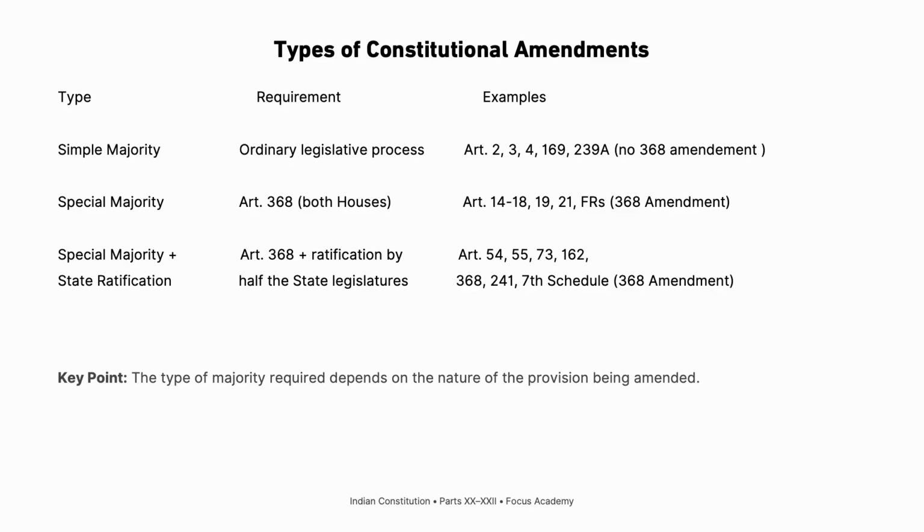And every time there's a simple majority for certain parts of the Indian Constitution, in that article there will be a mention that this shall not constitute a constitutional amendment. So any article that mentions it is not considered a constitutional amendment comes under simple majority. But the rest of the articles are all constitutional amendments.